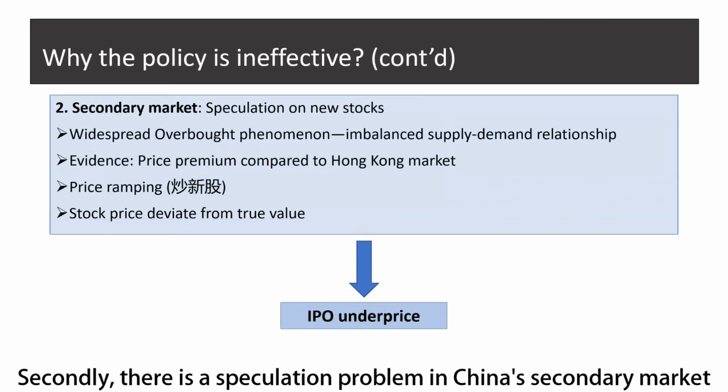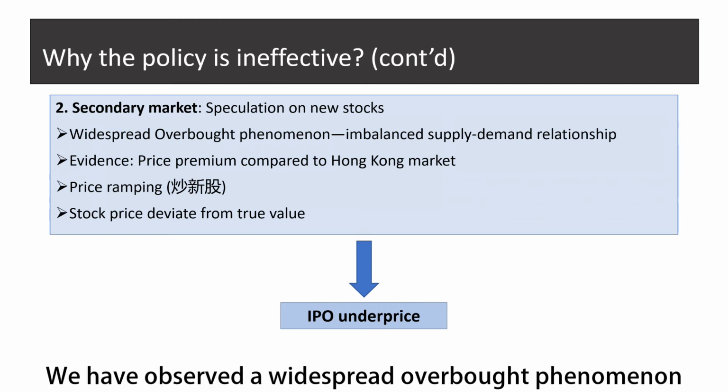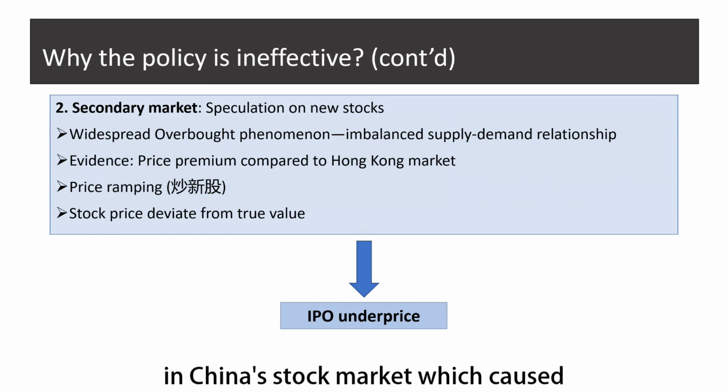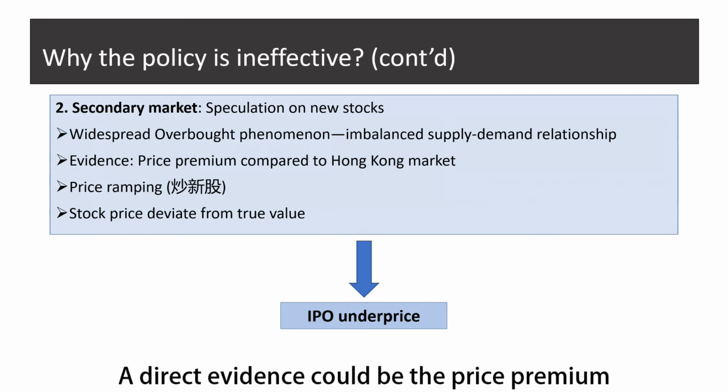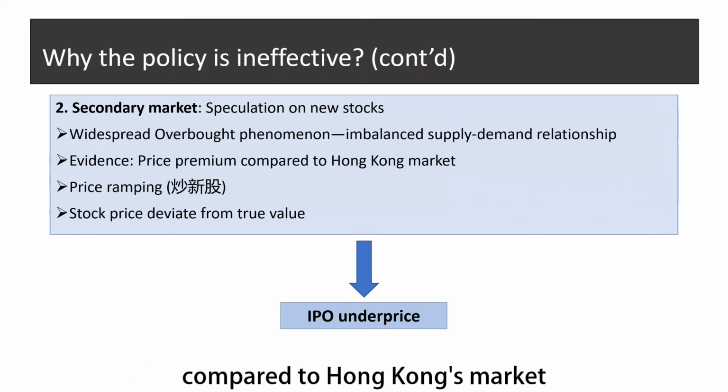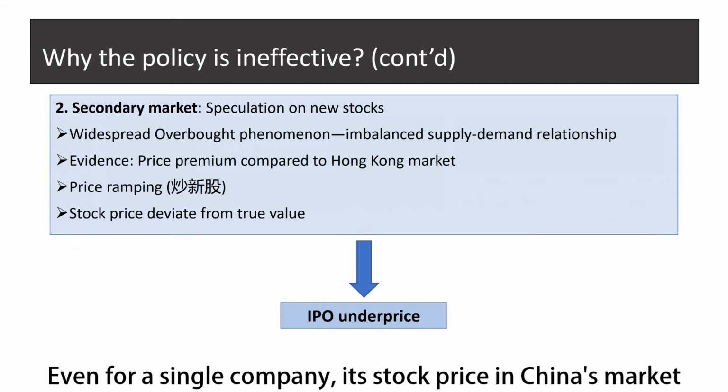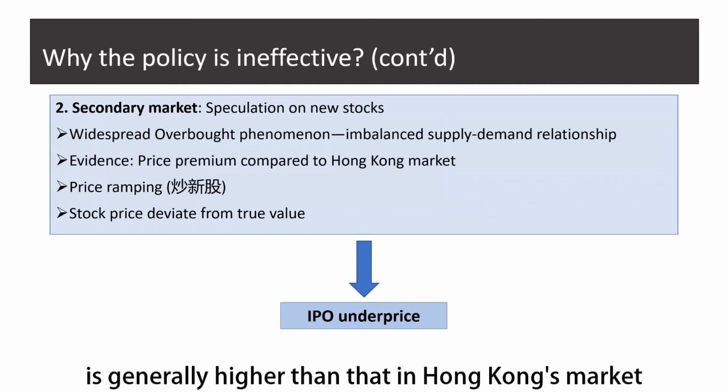Secondly, there is a speculation problem in China's secondary market. We have observed a widespread overbought phenomenon in China's stock market, which causes an imbalanced supply-demand relationship on new stocks. A direct piece of evidence could be the price premium compared to Hong Kong's market. Even for a single company, its stock price in China's market is generally higher than that in Hong Kong's market.